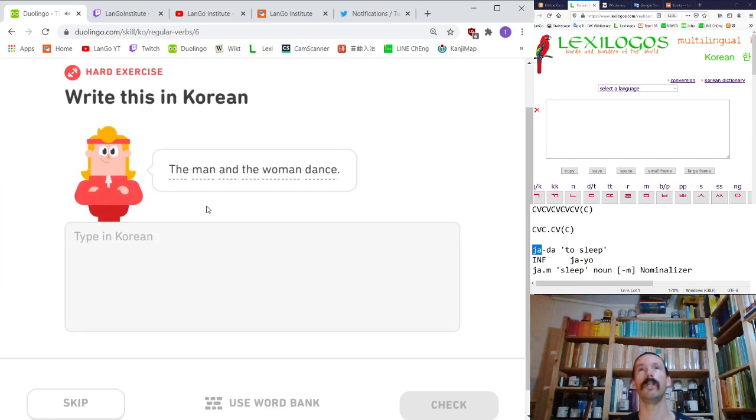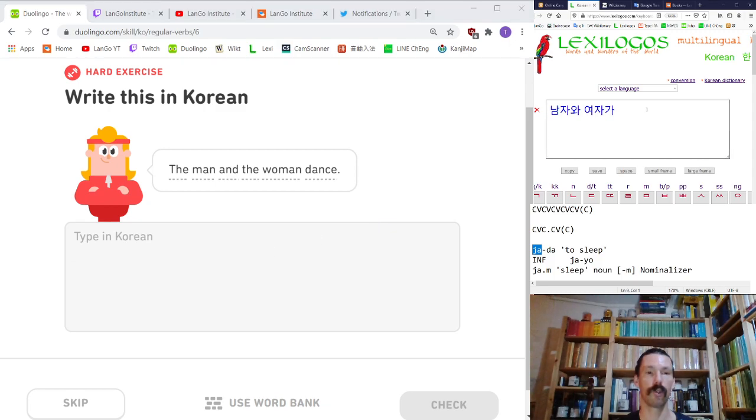The man and the woman dance. 남자와 여자는 something. Nam, N-A-M. So just man backwards is the first syllable. Ja, noun suffix. Or you can regard it as meaning male child. 남자, wa, and. 남자, wa, 여자. Oops, gotta space it. Woman. I'll put a ga, subject.